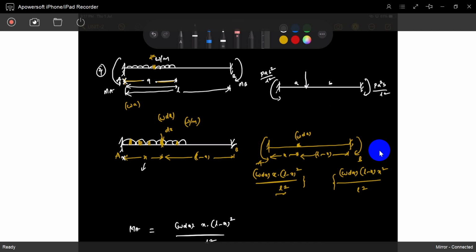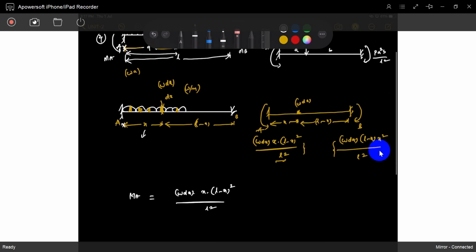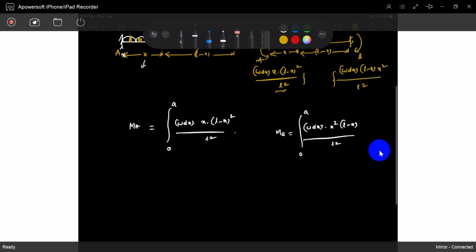So for every segment, how much moment is exerted on the support? We calculated every moment. How can we calculate the total? Just integrate from 0 to A. Same thing for MB: W dx times x square, L minus x, divided by L square, integrated with x varying from 0 to A only. That's it. So we calculated it.